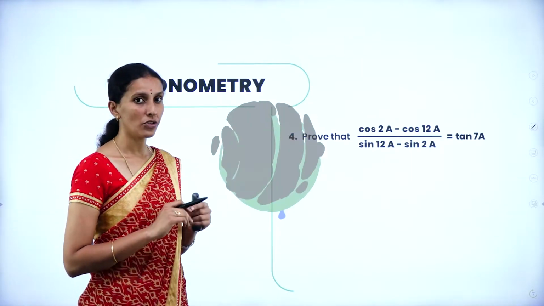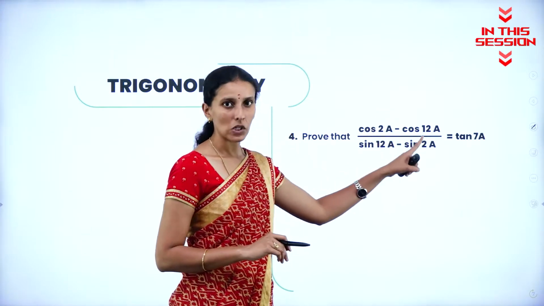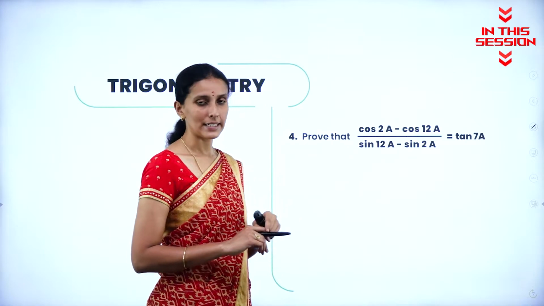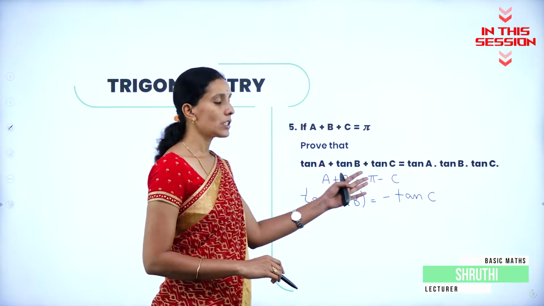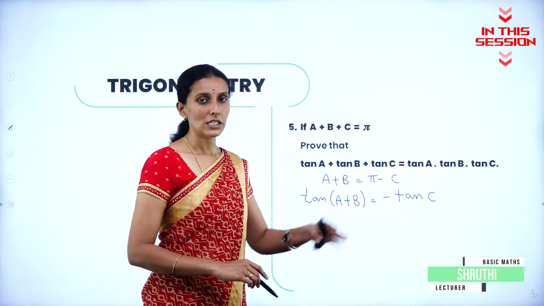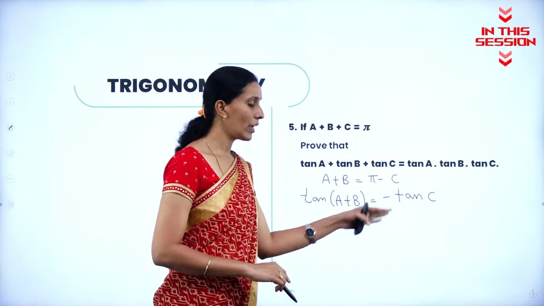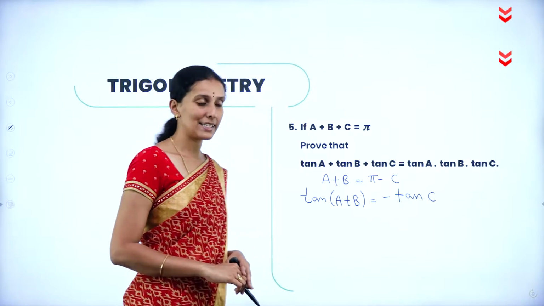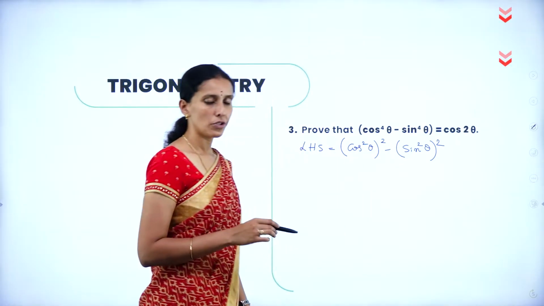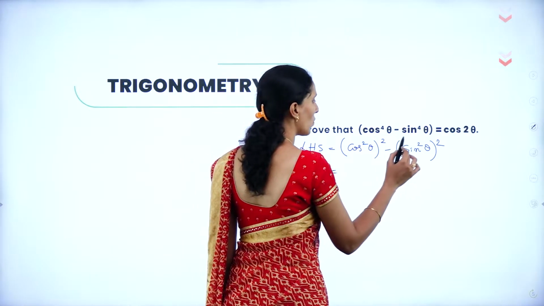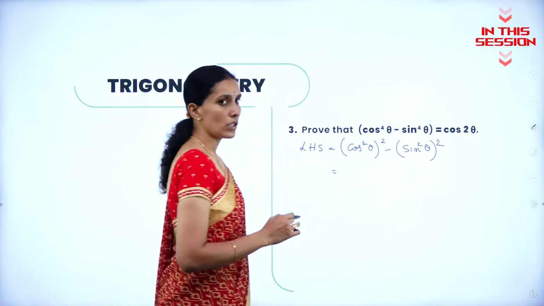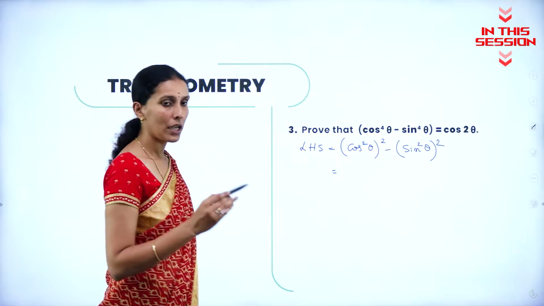Apply transformation formula of cos C minus cos D and sin C minus sin D. Tan of A plus B can be written as minus tan C because it is tan 180 minus C, which is negative in the second quadrant, so therefore we can write directly as minus tan C. So when you multiply 2 into 2, it gets back to power 4 only. Now this is in the form of A square minus B square. So this can be written as A plus B, A minus B.